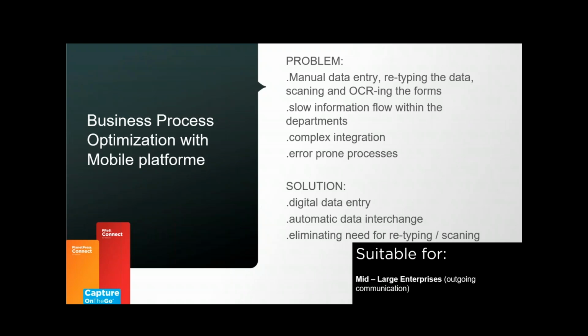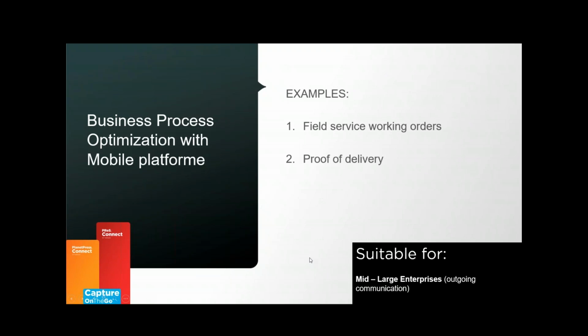I'll be moving on to the next case, which is business process optimization by using a mobile platform. You can see the solutions being used for this, and what we think is that they're suitable for larger or medium enterprises on the market. The problems taken care of by this solution are manual data entry, retyping the data, OCRing the forms, slow information interchange within the departments, and error-prone processes. All this can be rectified by using the mobile solution.